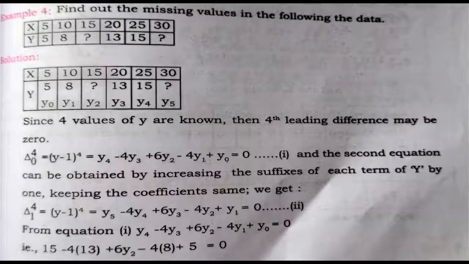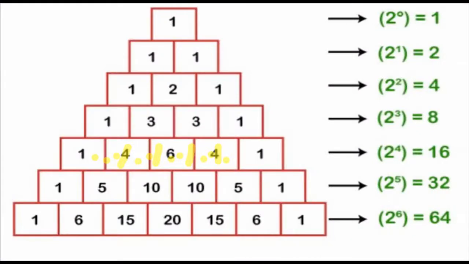The expansion of (y minus 1) to the power of 4 is, as I have already told you, y4, y3, y2, y1 and y0, along with plus, minus, plus, minus, plus. And what are these coefficient values? 4, 6, 4 and 1. How do we get them? By the help of the Pascal triangle. (y minus 1) to the power of 4.